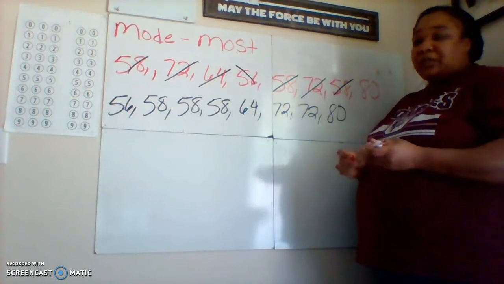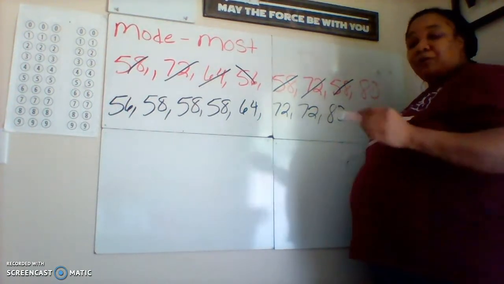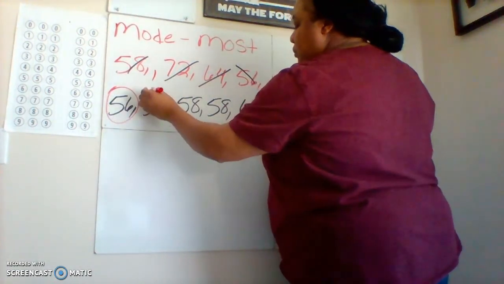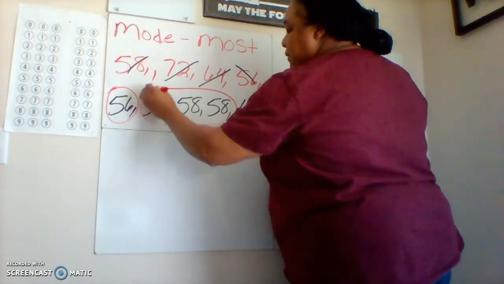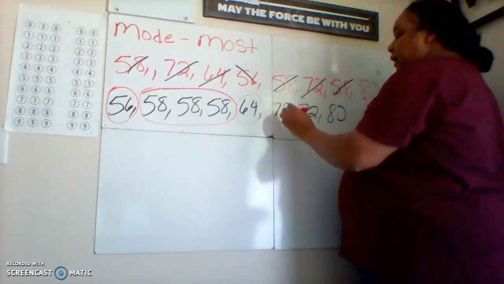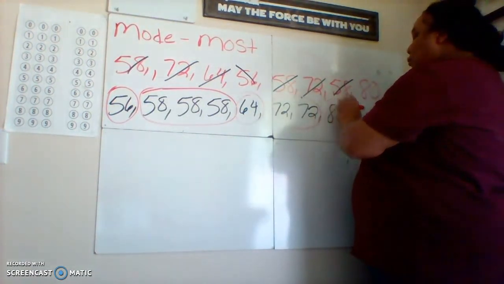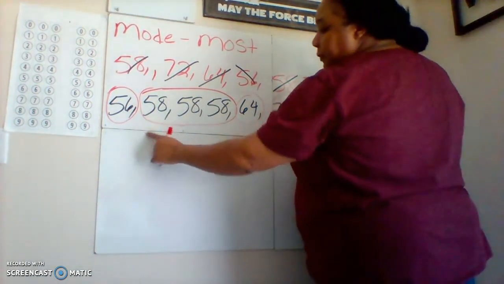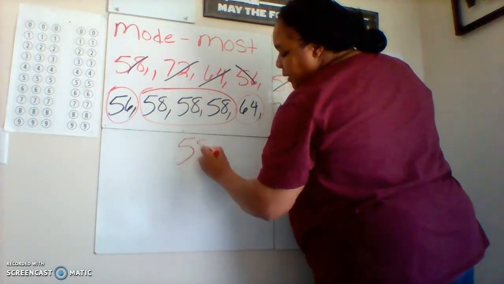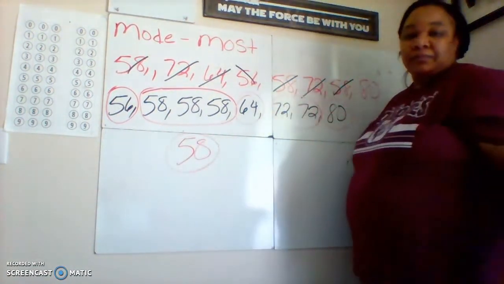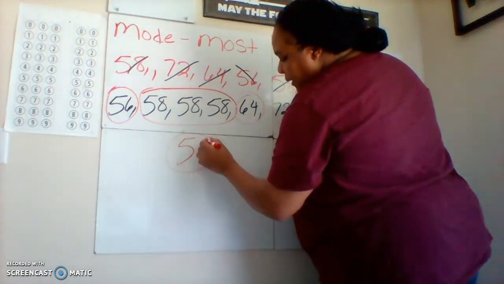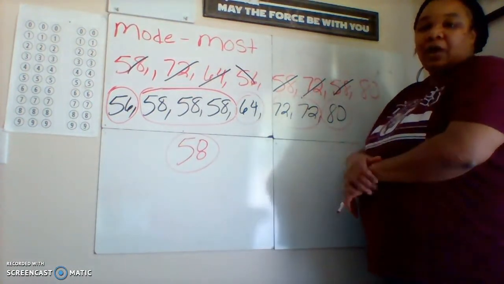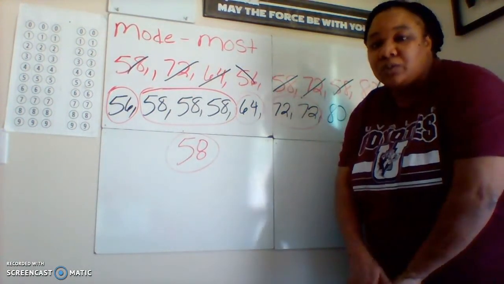Now, my next step is I'm going to circle my frequency of how many numbers I have. I have 1, 56. I have 1, 2, 3, 58s. I have 1, 64. I have 2, 72s. And I have 1, 80. So, which number appears the most? It is 58. So my mode is 58.